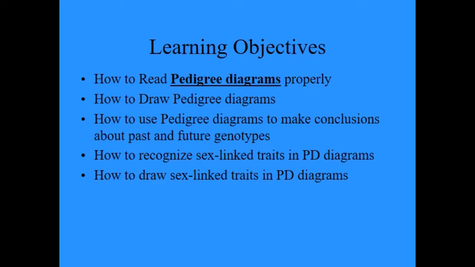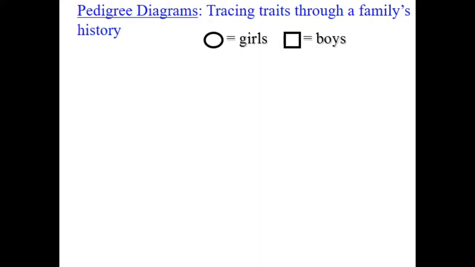Today we're going to be wrapping up our genetics unit by talking about pedigree diagrams. So today you're going to learn how to read pedigree diagrams properly, how to draw your own pedigree diagrams, and how to use pedigree diagrams to make conclusions about past and future genotypes within a single family. Also within this, you're going to learn how to recognize sex-linked recessive traits in pedigree diagrams. I didn't put that in there, but it should say recessive traits, and how to draw sex-linked traits in pedigree diagrams.